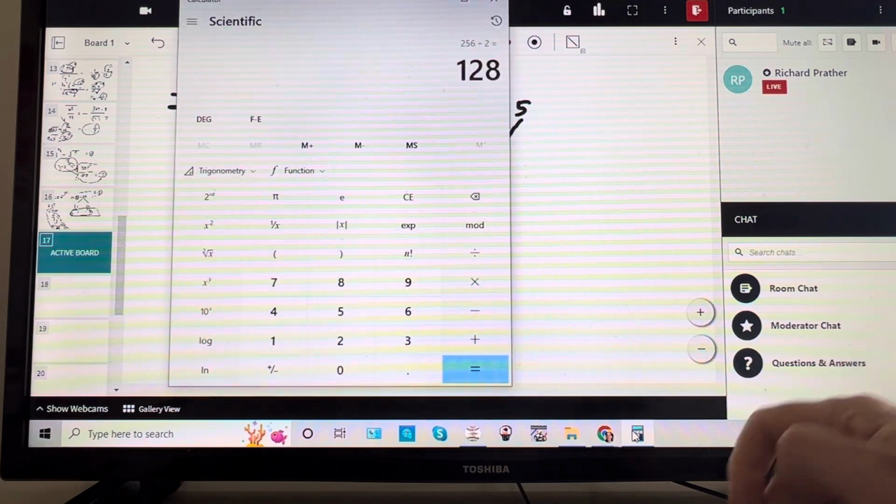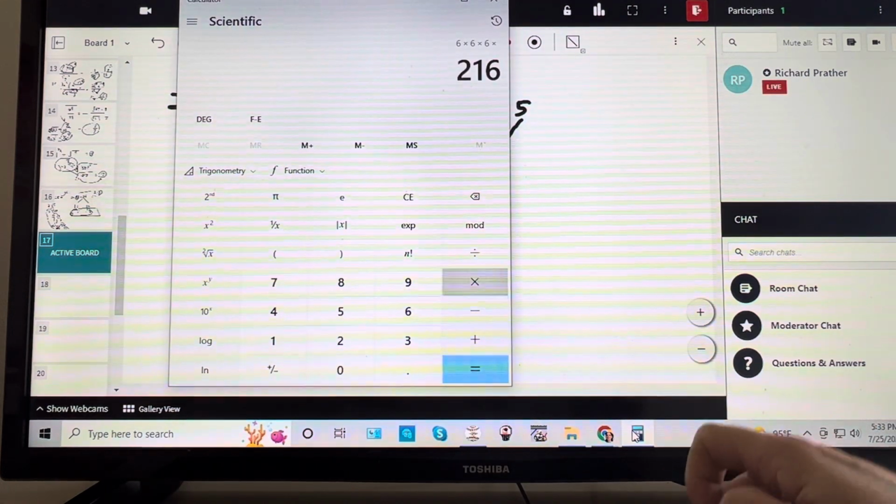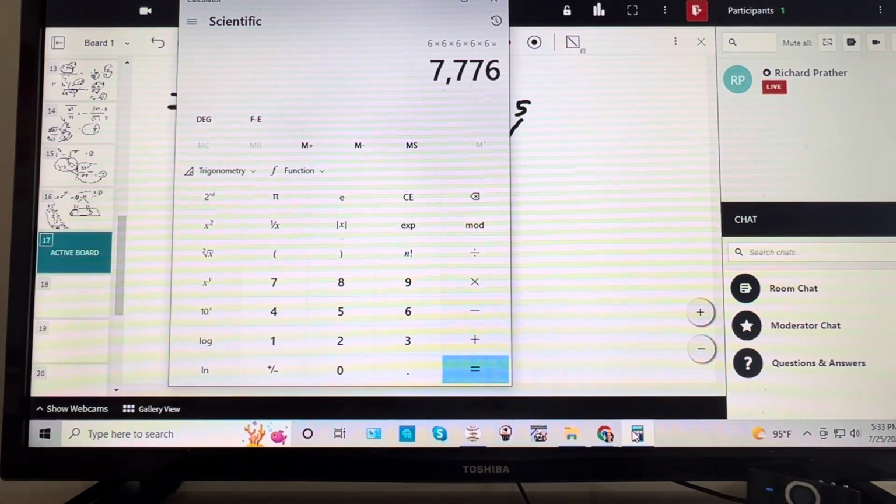6 to the 5th power. 6 times 6 times 6 times 6 times 6. 7776.